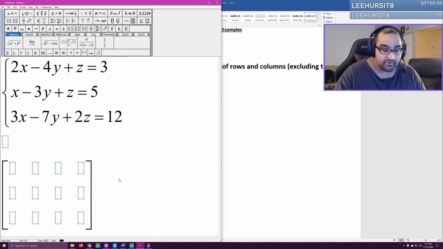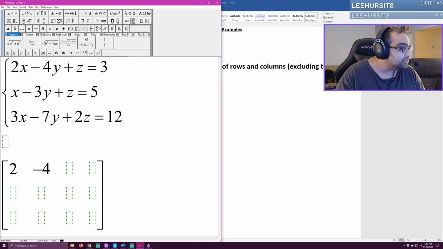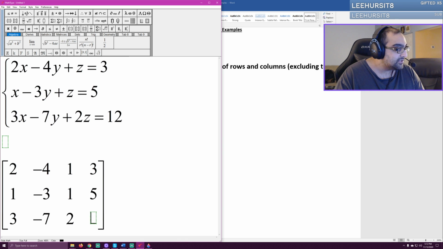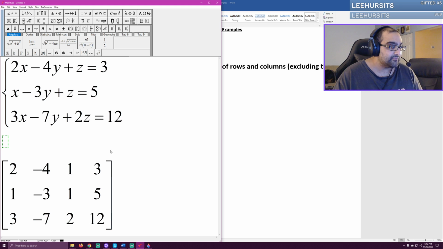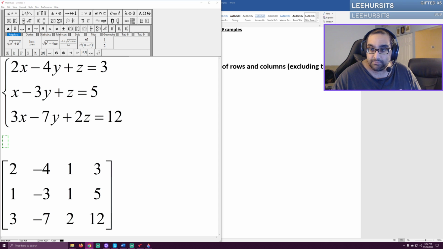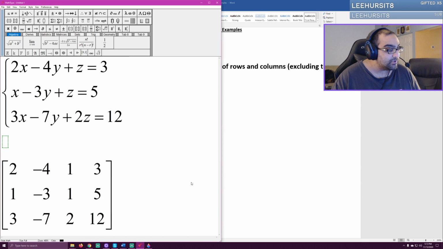So let's put our numbers in here: 2, minus 4, 1 and 3; 1, minus 3, 1 and 5; 3, minus 7, 2 and 12. We put in all the coefficients of x, y, and z, the numbers in front of x, y, and z, and we have 3, 5, and 12 as the answers. Easy peasy. Now, let's take a look at what we get once we reduce it down.